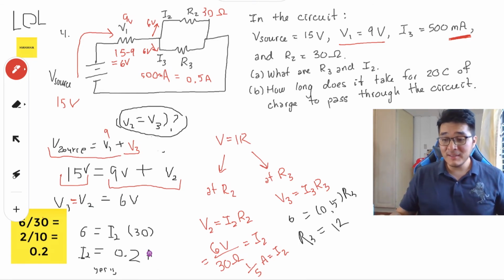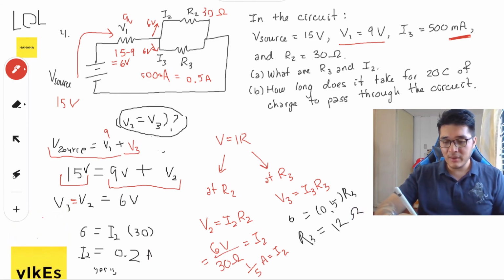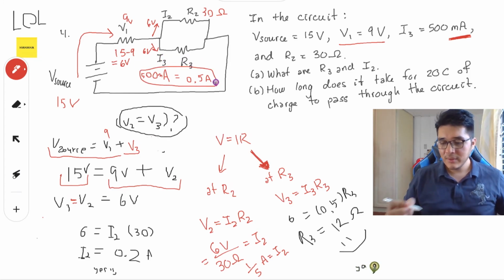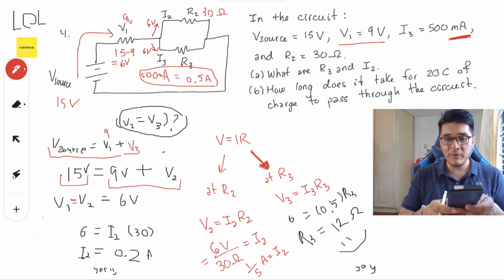Okay, let's go back. We lost focus. We look at the second branch at R3 using Ohm's law. V3 is 6. Do we have I3? Yes, they gave it to us. And just isolating for the R3 value, we get 12 ohms. 6 divided by 0.5, let's double check. 12, good.